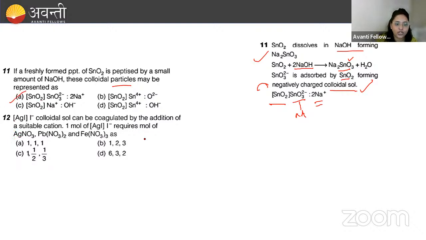Next, कोलाइडल सॉल्यूशन के बारे में फिर से ये प्रॉब्लम हम लोगों ने ऑलरेडी सॉल्व किया है. AgI I- कोलाइडल सॉल्यूशन कैन बी कोएगुलेटेड बाय द एडिशन ऑफ सुटेबल कटाइन. When 1 mole requires 1 mole of AgNO3 this much and this much adds.